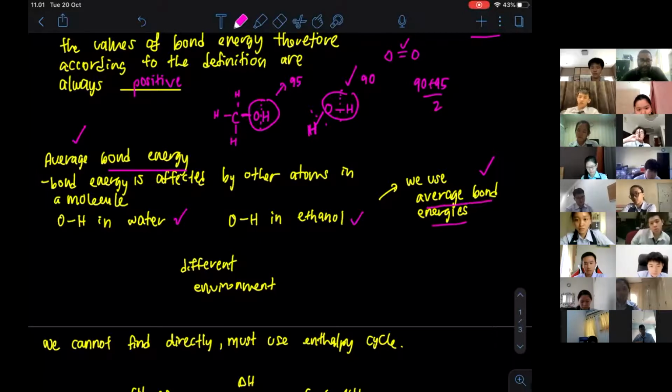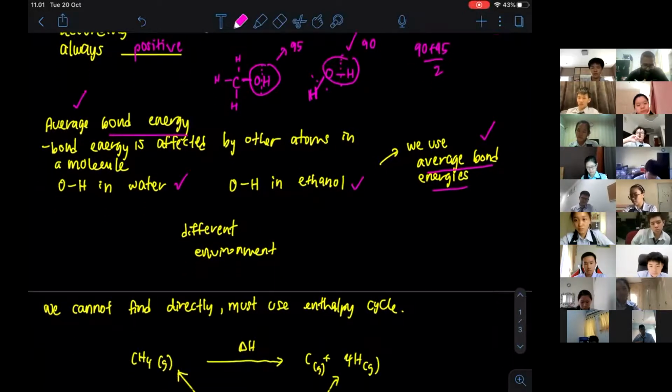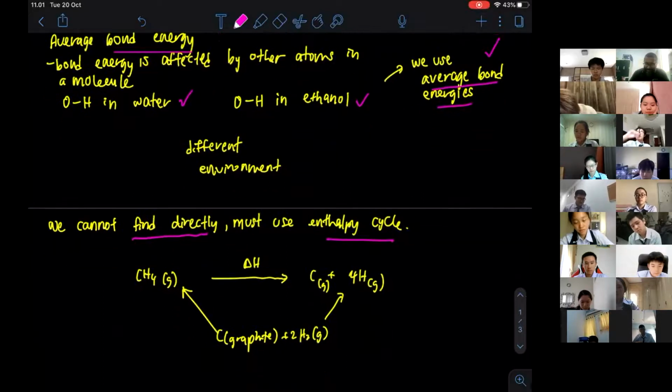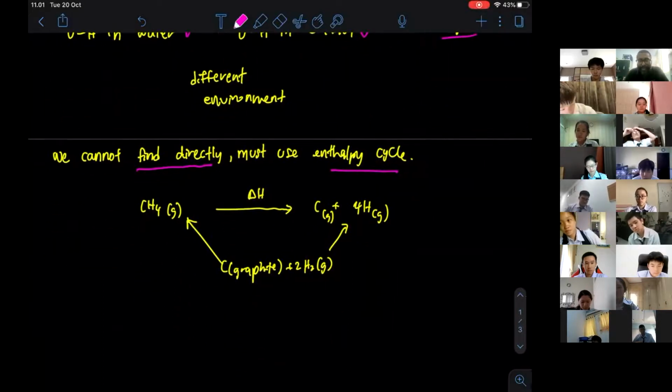Now, always remember, we cannot find the bond energy directly. We must use an enthalpy cycle. So one example, I actually put it over here. Let's say I want to find out the bond enthalpy between carbon and hydrogen.